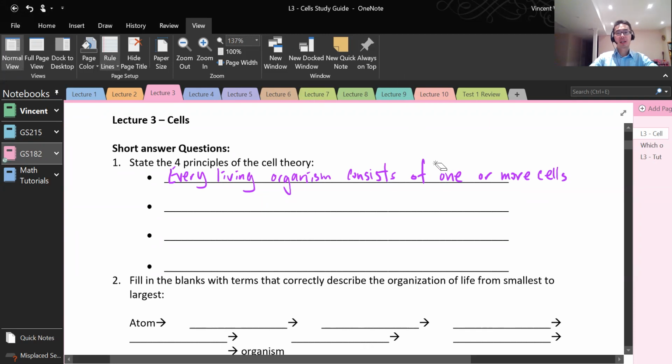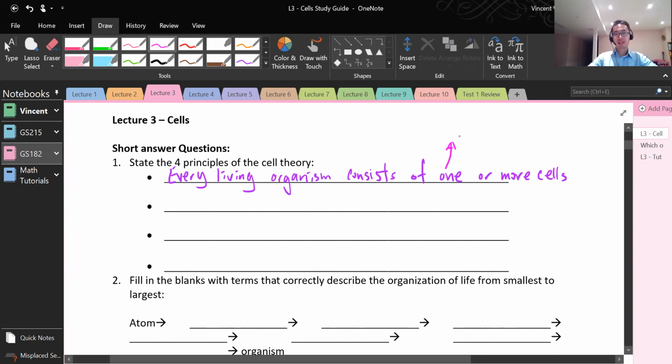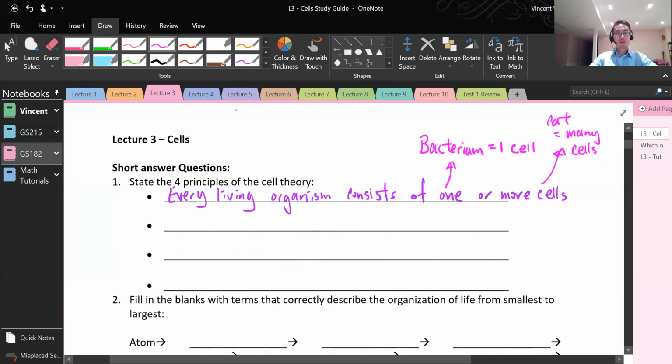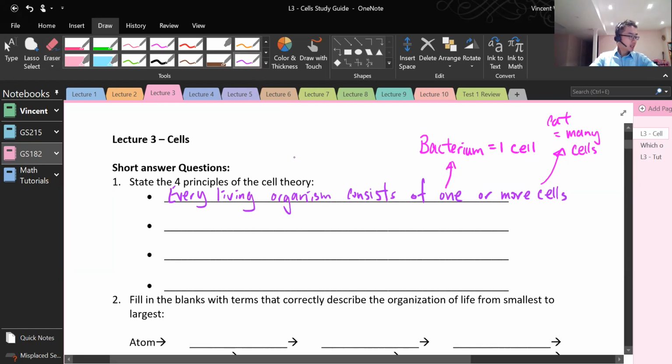Okay, so if you think about like a bacterium, right? That's like one cell. Okay, if you think about like a cat, right? Cat has many cells. Okay. Humans have like trillions and trillions of cells, right? So every living organism is going to have one or more cells. That is the first one. The next one.